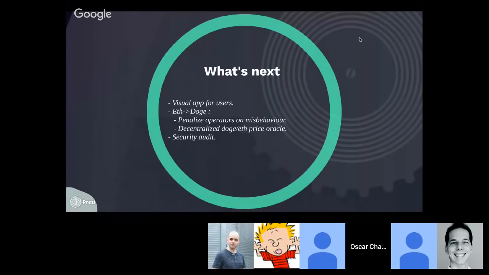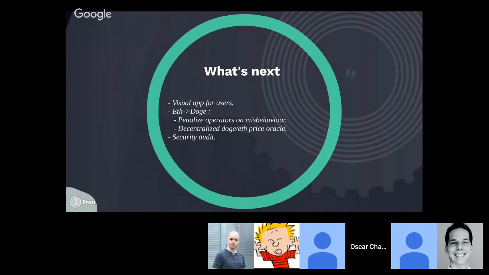Okay, what do we still have to do? As I was saying, and also as you saw, I had to use the command line to move coins from Doge to Ether and back. Many users are not comfortable using the command line, so a visual application is needed so anyone that can use a computer can move coins.